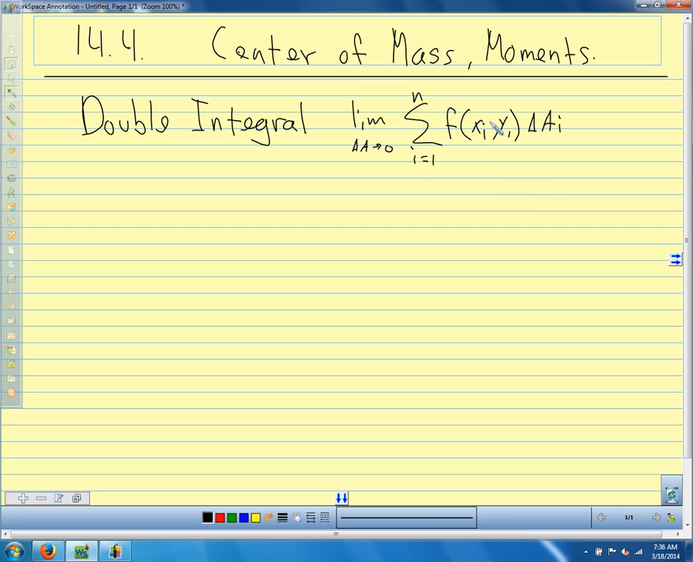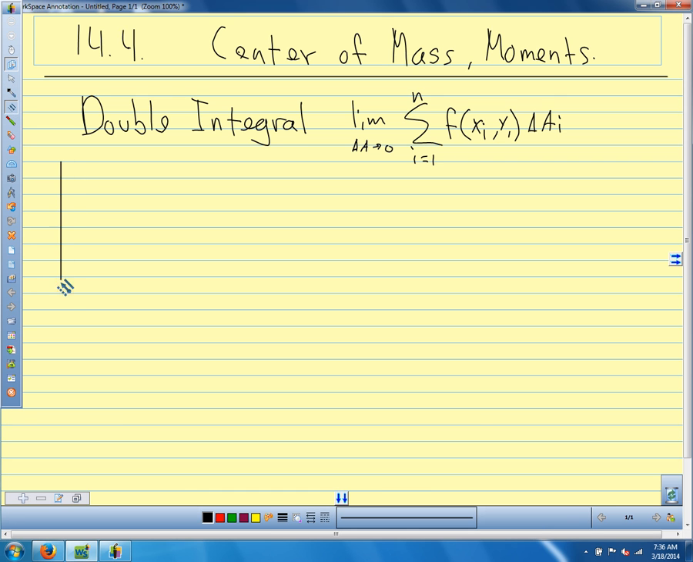And so far we've said that the f of x sub i, y sub i that we've used represents a z value, a function, a height above the xy plane. So this double integral is a volume. That's what we've been talking about so far. For the next couple of sections, we're going to use other functions in this sum and let the double integral represent something other than a volume. The first thing that we're going to talk about is mass and center of mass, and a couple different kinds of moments.